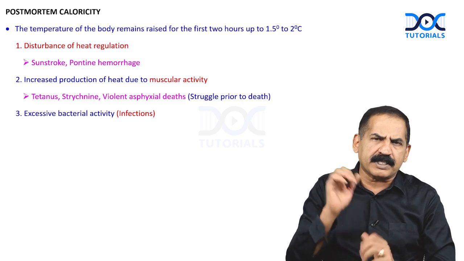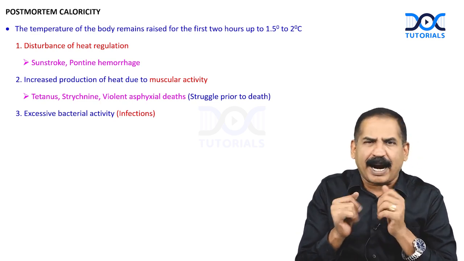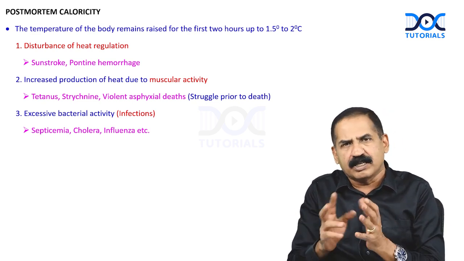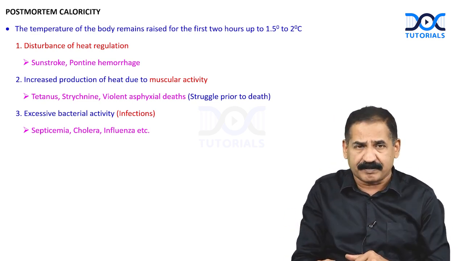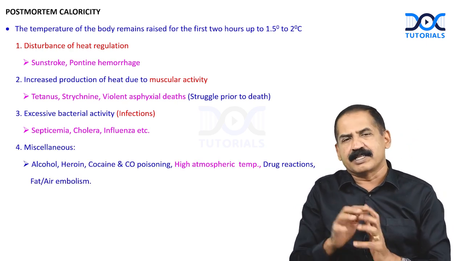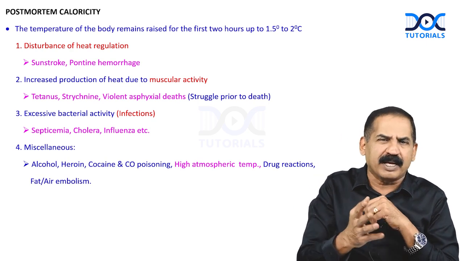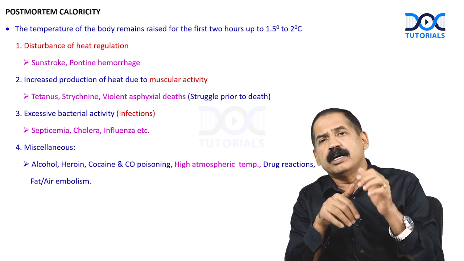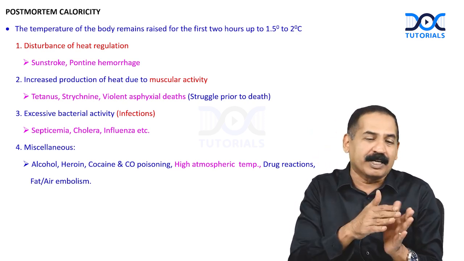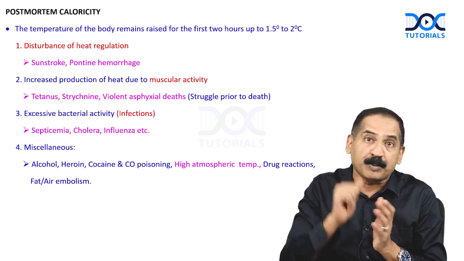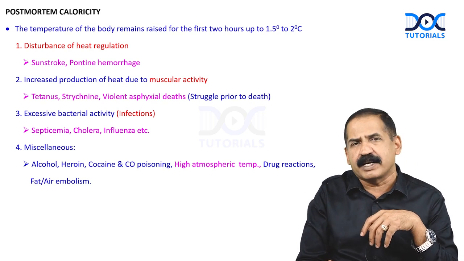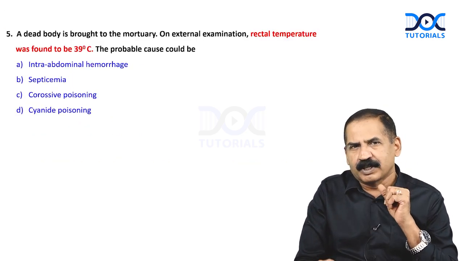That also may give rise to postmortem caloricity. Number 3, in infections, excessive bacterial activity like septicemia, cholera, influenza, or any infection which gives rise to fever. Number 4, miscellaneous like alcohol poisoning, heroin, cocaine, carbon monoxide poisoning, high atmospheric temperature. If the atmospheric temperature is 40 degrees, instead of cooling, body temperature rises to attain the atmospheric temperature. Okay. Or maybe drug reactions and fat and air embolism. Now, come back to the question.